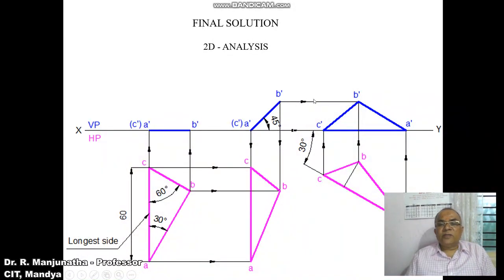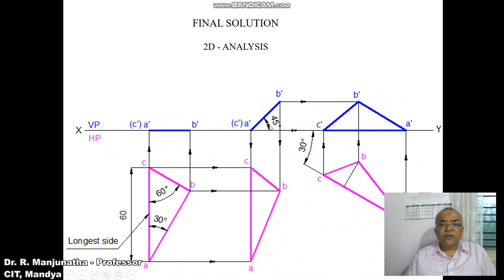And draw a horizontal projector from B dash and draw a vertical projector from B. Both will intersect at this point, and you mark this point as B dash. Then join A dash to B dash, B dash to C dash, and C dash to A dash with a dark line. So this is how you will be able to draw the sketch in the sketchbook.